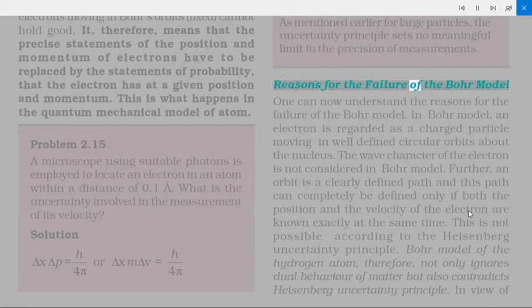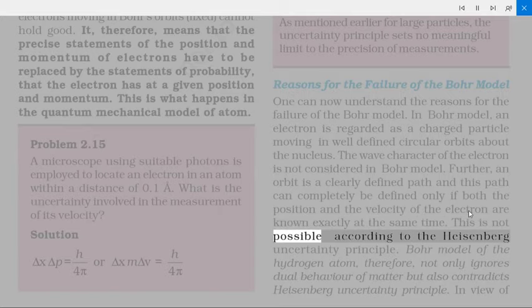Reasons for the failure of the Bohr model. One can now understand the reasons for the failure of the Bohr model. In Bohr model, an electron is regarded as a charged particle moving in well-defined circular orbits about the nucleus. The wave character of the electron is not considered in Bohr model. Further, an orbit is a clearly defined path, and this path can completely be defined only if both the position and the velocity of the electron are known exactly at the same time.